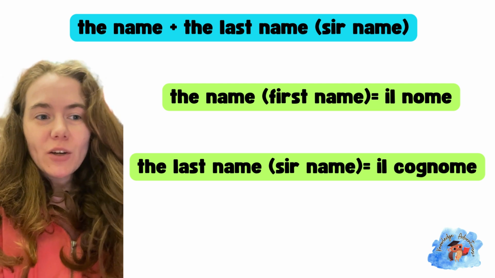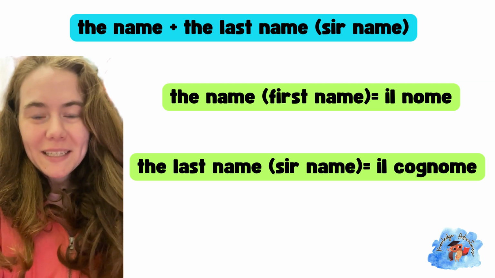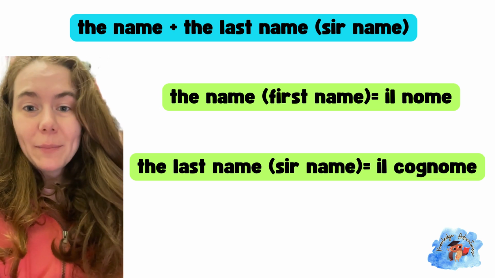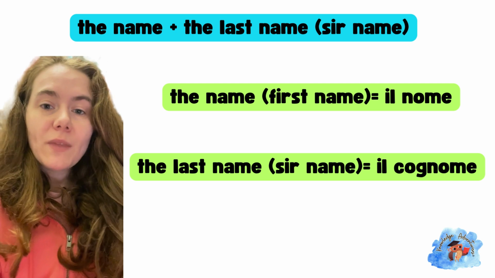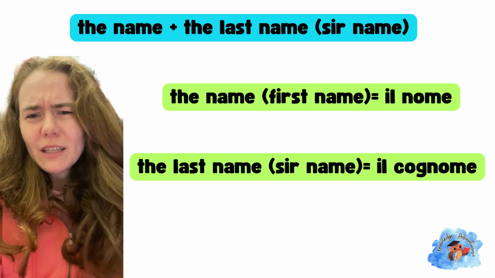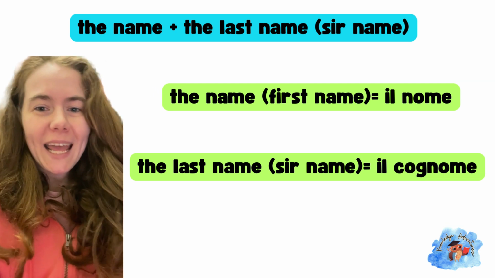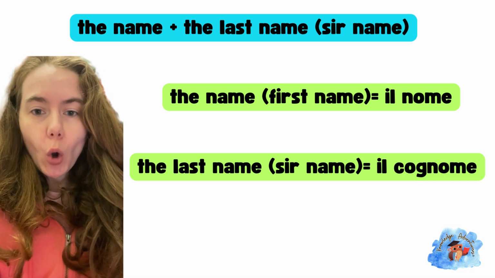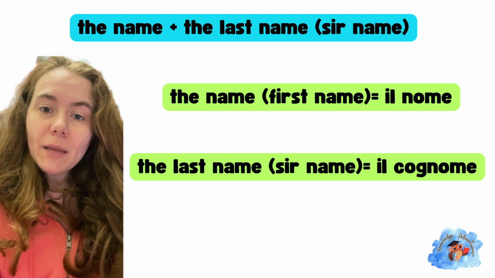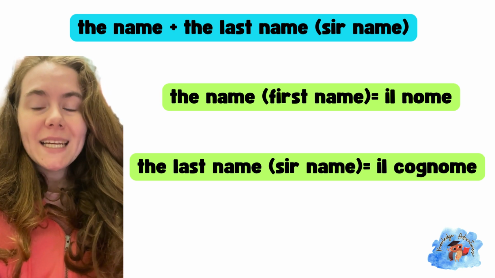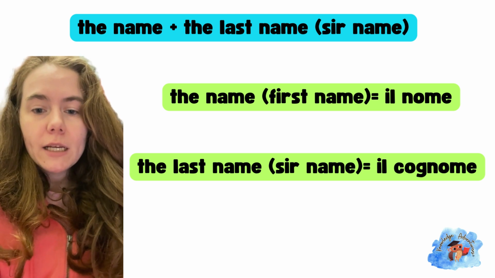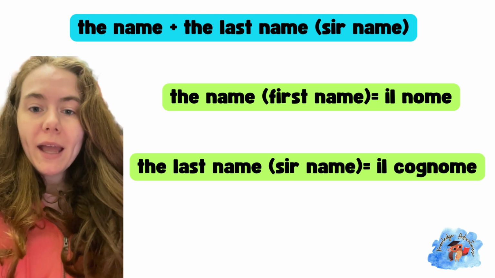The name. So if you're doing a homework assignment and at the top it says write your name or your last name, name is going to be il, which means the, nome, which is nearly the word name. You just take out the A and put an O. Il nome. And then we have last name or surname, which is going to be il cognome. Keep in mind that GN sounds like an NY. So il cognome. A little harder.